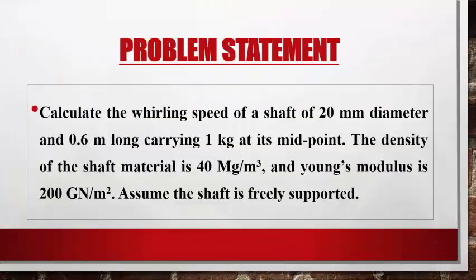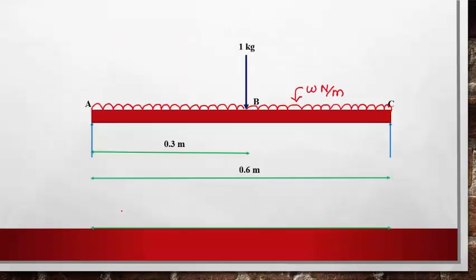Calculate the whirling speed of a shaft of 20 mm diameter and 0.6 meter long, carrying 1 kilogram at its midpoint. The density of the shaft material is 40 megagram per meter cube and Young's modulus is 200 giganewton per meter square. Assume the shaft is freely supported. So the given problem can be diagrammatically represented like this. So it is simply supported between its ends.